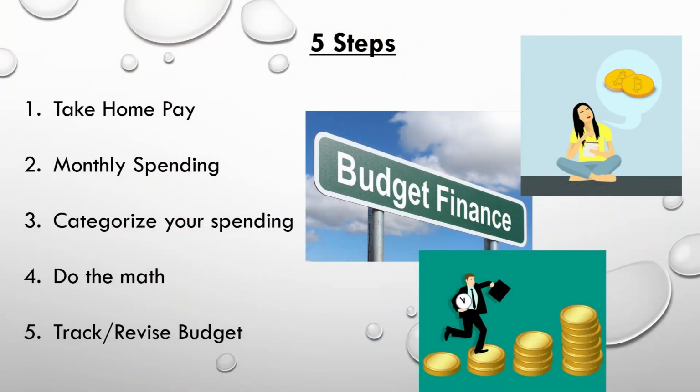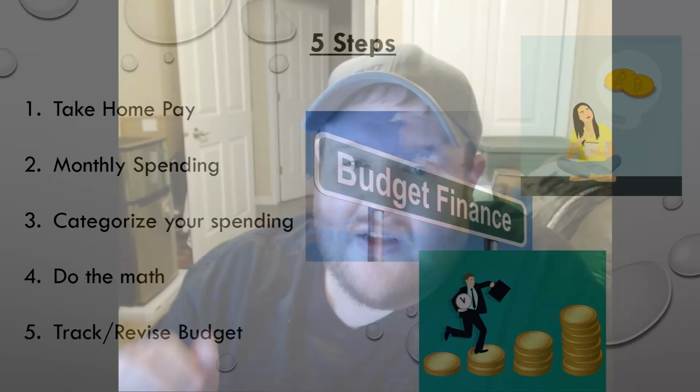Now, this brings us to step number 5. You're going to track and revise your new budget. When you looked at it at step number 4 and you did the math and everything, and you figured out, maybe I'm not making as much as I thought, or my spending is a little bit out of control, I'm going to make a couple changes.